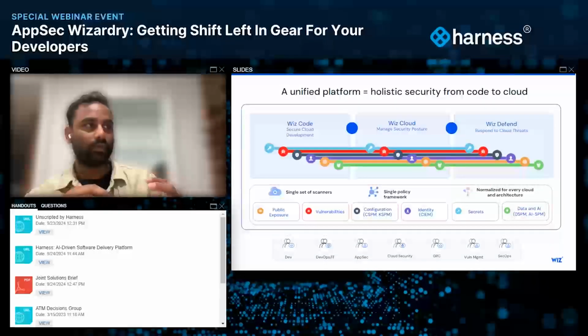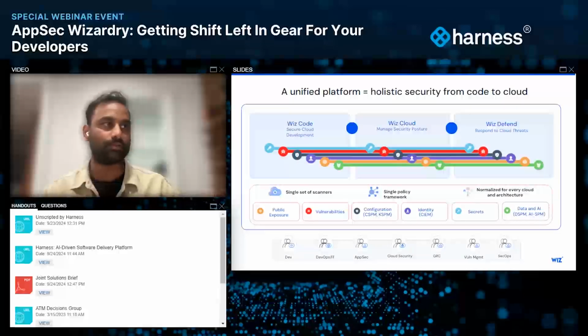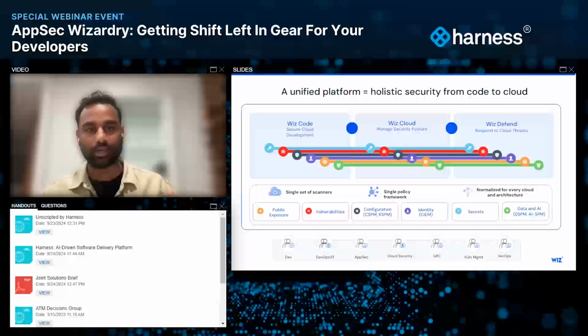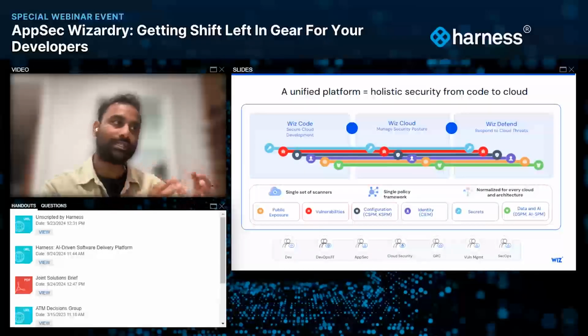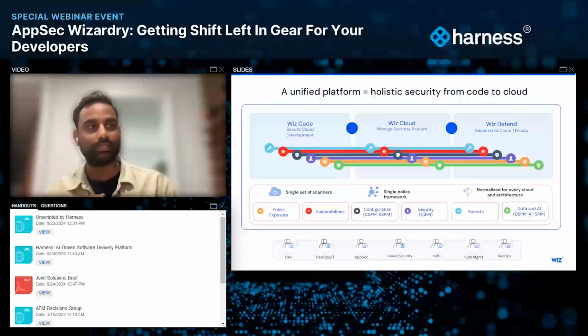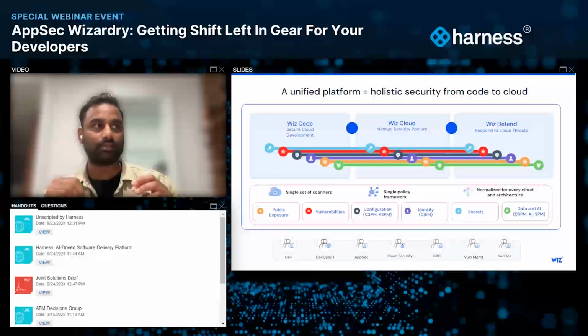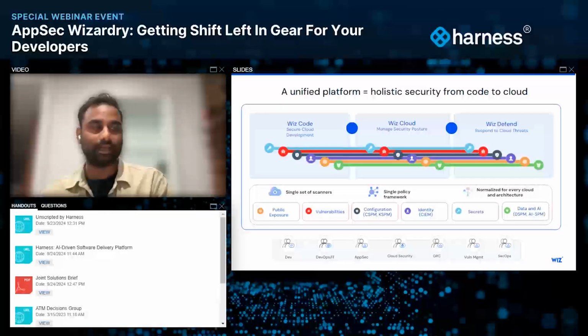So that's really what Wiz aims to do, is provide you a unified platform that gives you holistic security from code to cloud. So the same policies that Wiz is running in the cloud in your production applications for identifying vulnerabilities, excessive permissions, secrets, those are the same exact policies that we're running on the Wiz code side. So within your IDEs, within your CI/CD pipelines, you can stop the same exact risk that you would find in production earlier in the process within your SDLC life cycles.